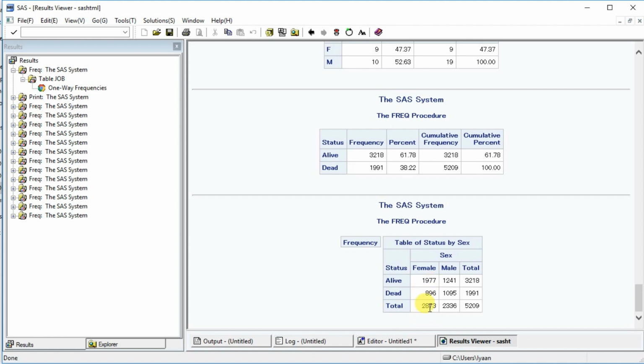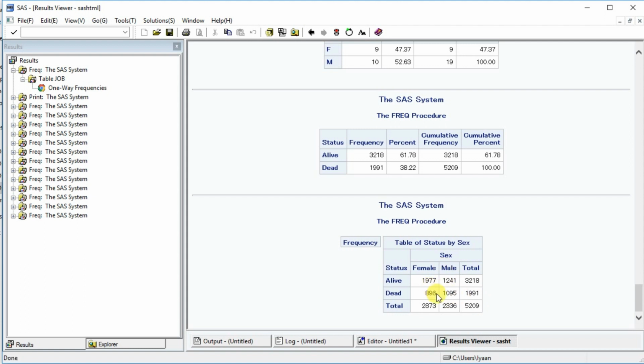When we talk about dead, we have a total of 1991. This is your dead number of people, divided as we are working on male and female. They are lesser in case of female and higher in case of male. So the data is reciprocal: we have a higher rate of alive in case of female, and when we were studying dead, the number is higher in case of male.